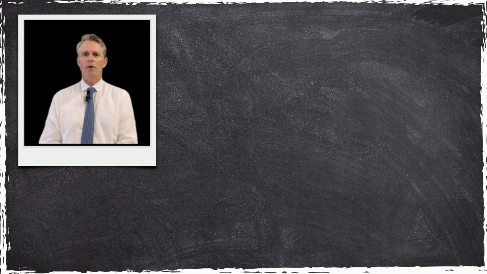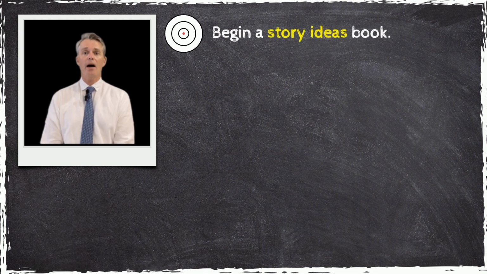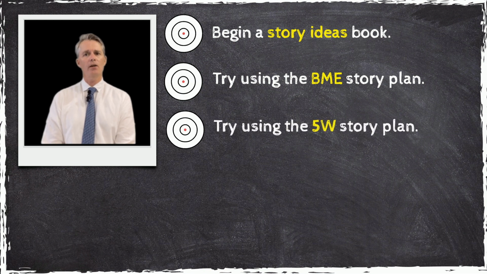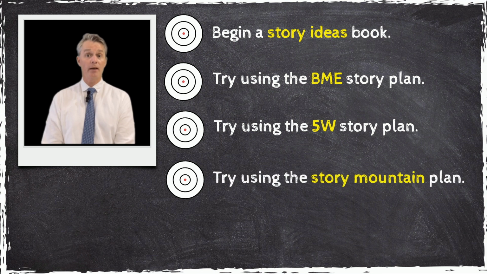So there you go. From now on, start planning stories that you're excited to write. Begin a story ideas book and note down ideas for story plots, story characters, and story settings, even fun facts and interesting words and phrases you hear. Try using the beginning, middle, end story plan. Try using the 5W story plan. Try using the Story Mountain plan.